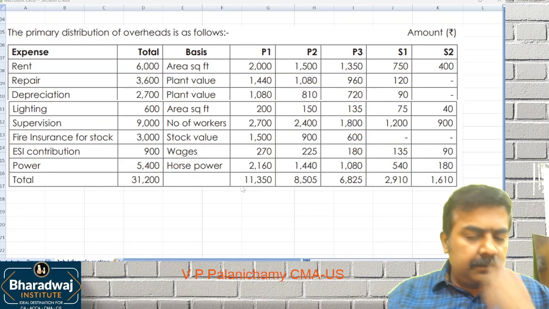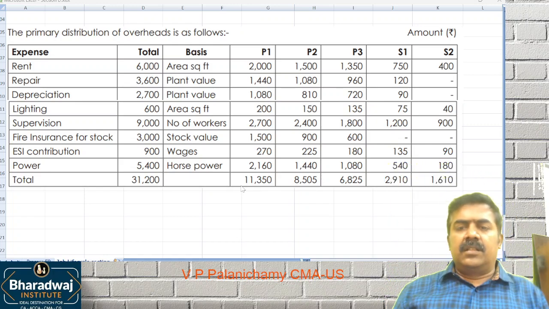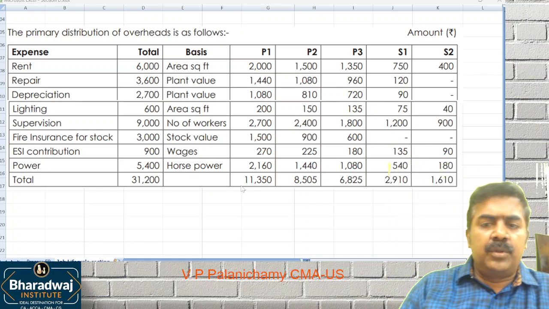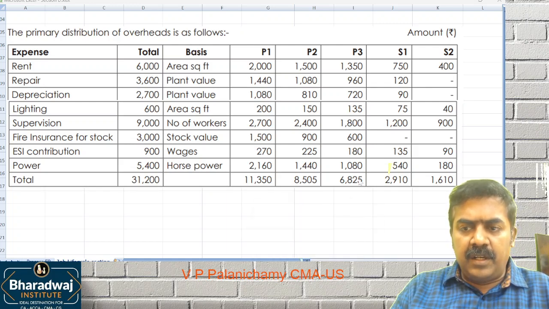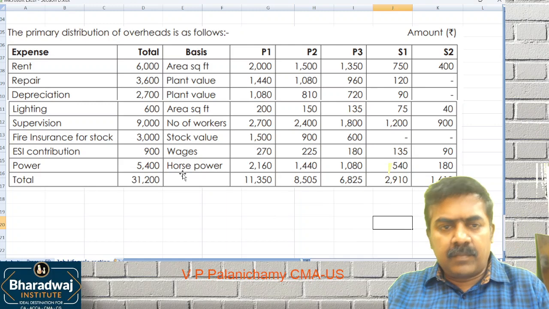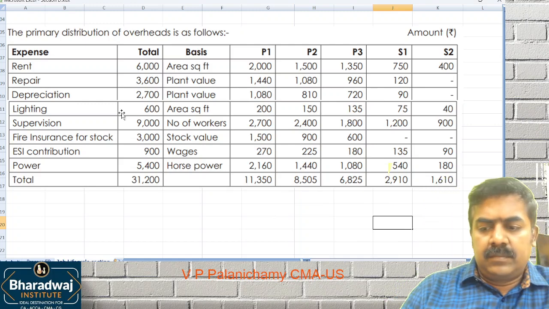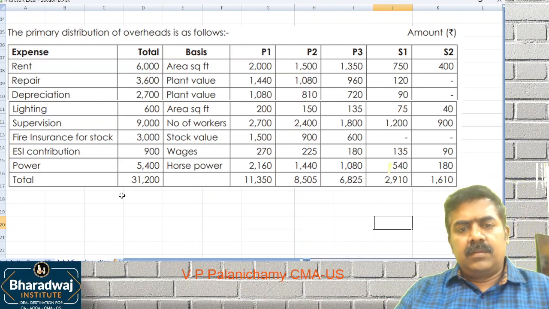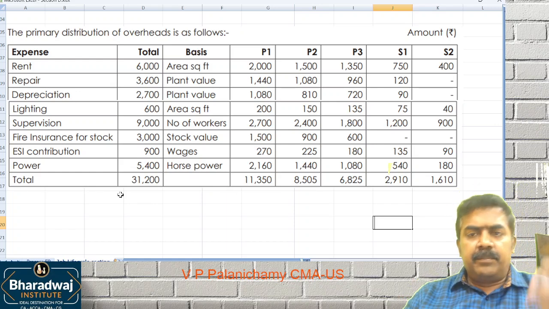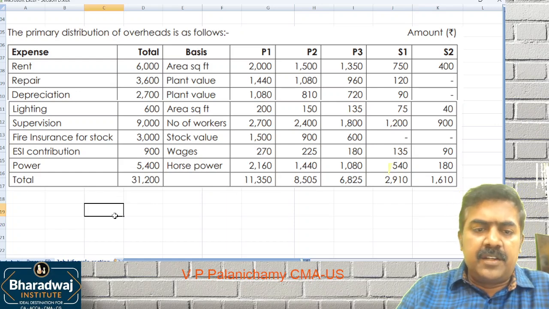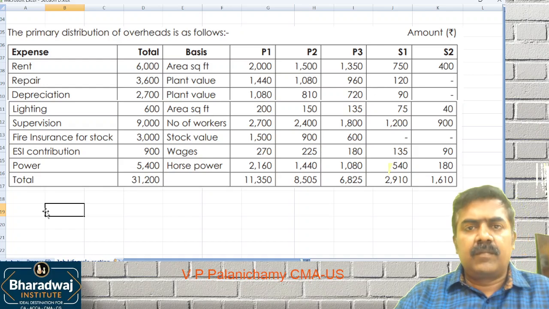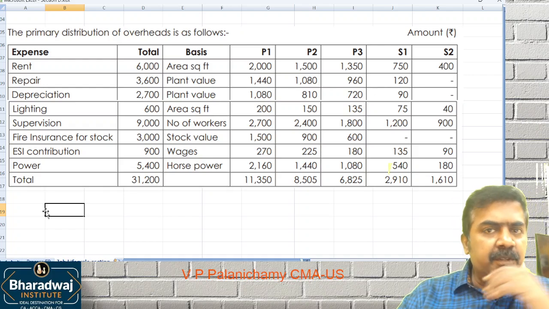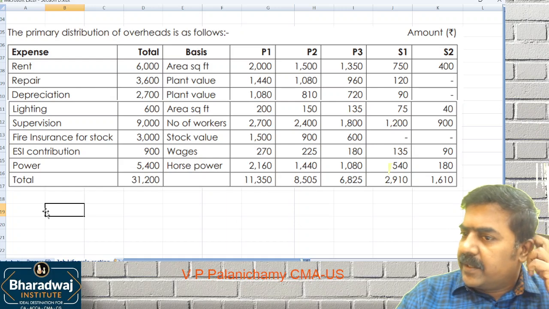Shall we? So in this, we have understood how to do primary distribution. Next, we will move on to secondary distribution. Primary as well as secondary distribution, let us do. Shall we proceed? Any doubt in it?